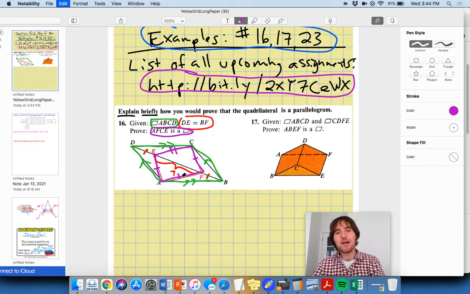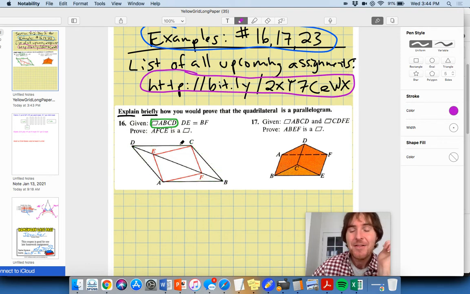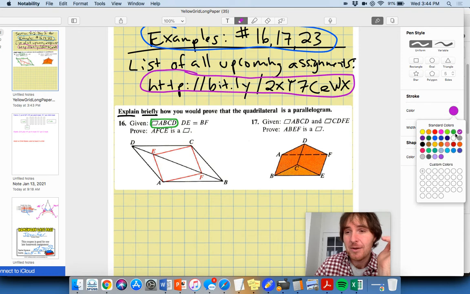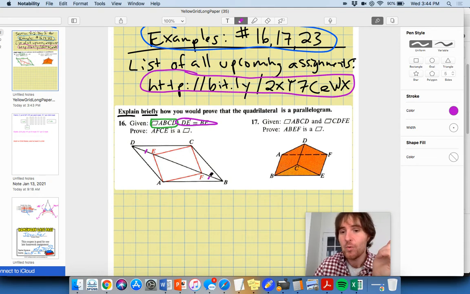Let me back it up here and clear up this diagram a little more so we can see it more closely. I think the key thing is that you're given DE equals BF, so you're probably going to use that at some point. I thought maybe we'd have to use the segment addition postulate, but I don't think we need to now, because look, what do I spy?